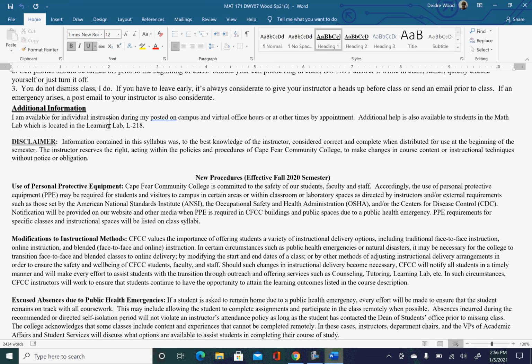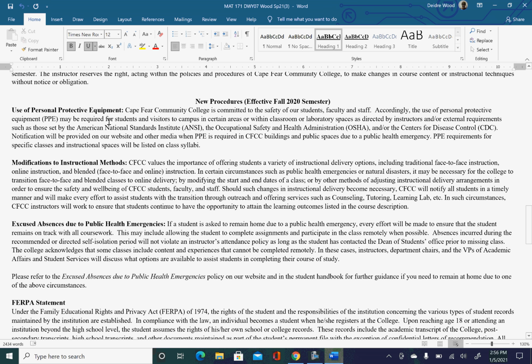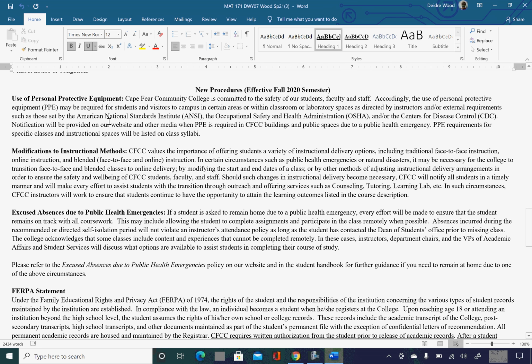Okay. Just below here are our policies for wearing masks and things like that, and it talks about excused absences due to public health emergencies. So I will let you read that at your leisure.